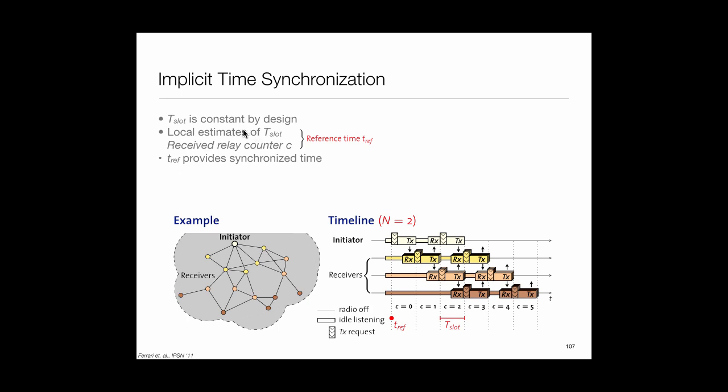So this slot interval out here is constant for everyone, and each node maintains an estimate of the T slot as it overhears these things. It keeps correcting, and there is a reference time information which is carried within these packets. So as part of the same mechanism, synchronization is also happening.